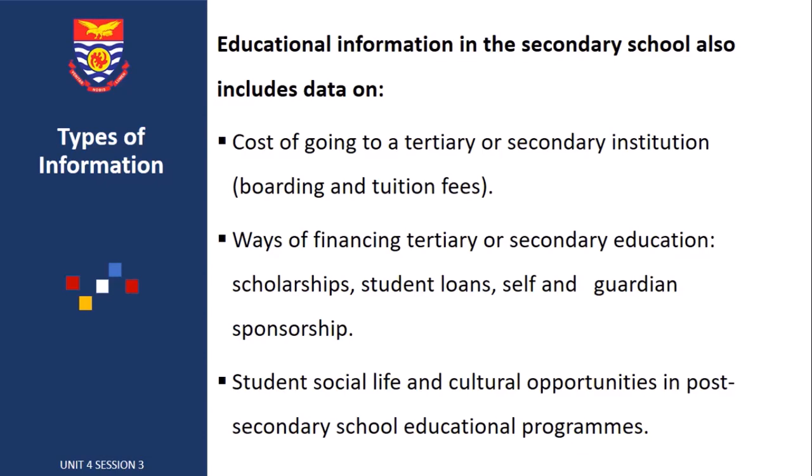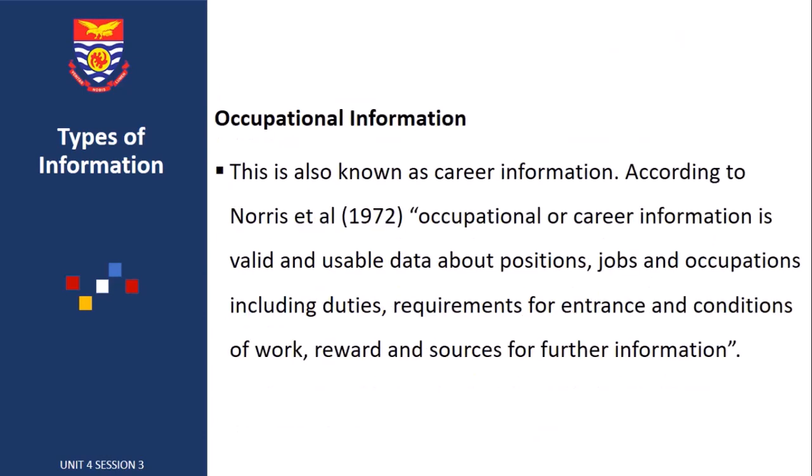So costs of going to a tertiary or secondary institution, that's boarding and tuition fees. Now next is ways of financing tertiary or secondary education, and that is scholarships, student loans, self and guardian sponsorship. Next is student social life and culture opportunities and post-secondary school educational programs.